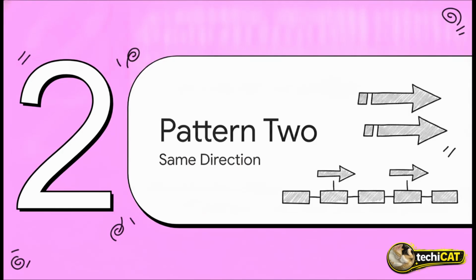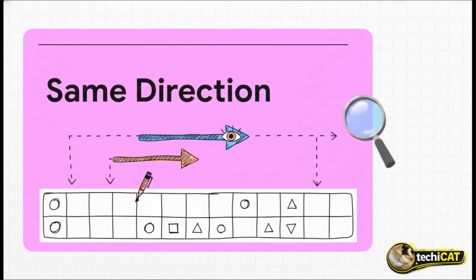Moving on from pointers coming toward each other, let's look at pattern 2, same direction. You might actually know this one as the famous slow and fast pointer technique. In this variation, both pointers start at the exact same place and travel in the same direction. But here's the catch, they travel at different speeds. Your fast pointer acts as a scout, scanning forward through the array and looking at new data. Your slow pointer, on the other hand, is your record keeper. It tracks the current write position.